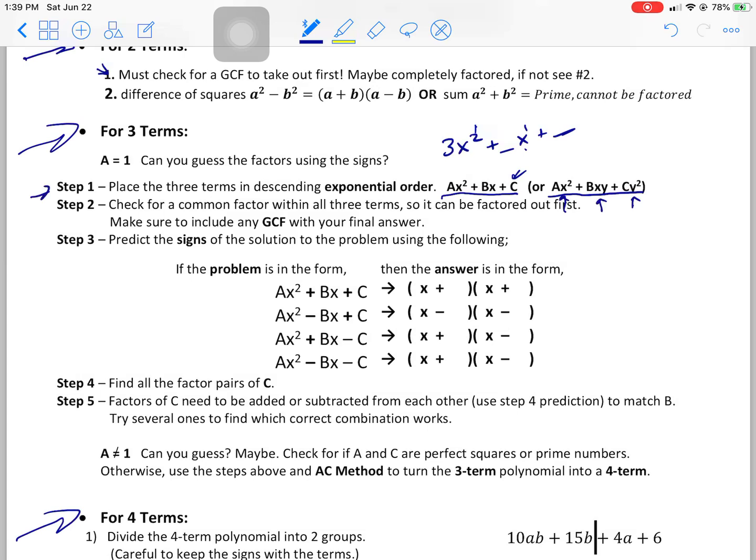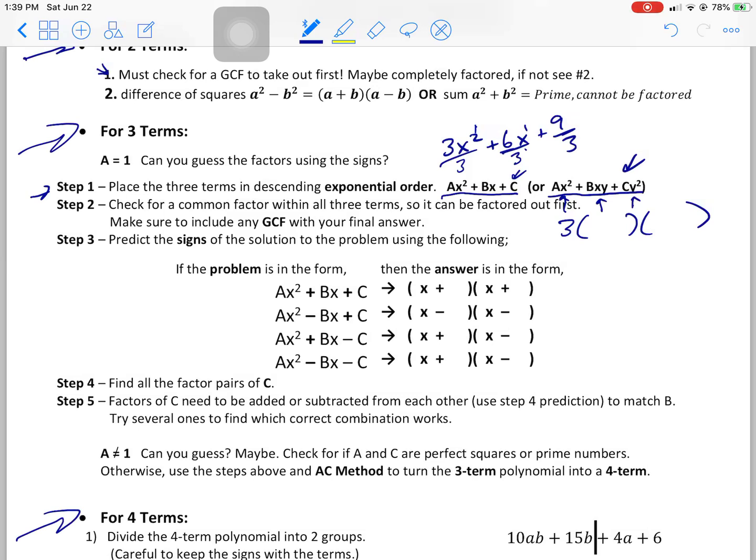All right, so step 1 when there's 3 terms is to place the 3 terms in descending exponential order, okay? If there's 2 variables, it looks like that order, right? Then you're supposed to check and see if there's a common term that can be factored out, a greatest common factor to come out, like we did over here. If this is like a 6 and that's a 9, you're going to be able to take a 3 out of all 3 terms. Make sure you take that out first before you factor things, okay? Or your answer won't be correct.